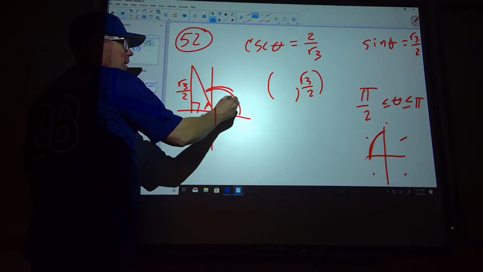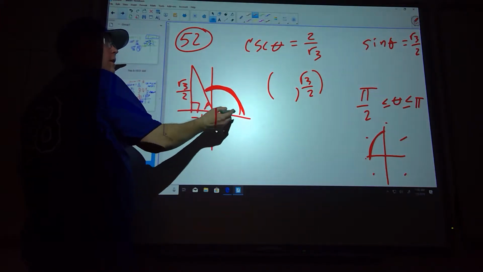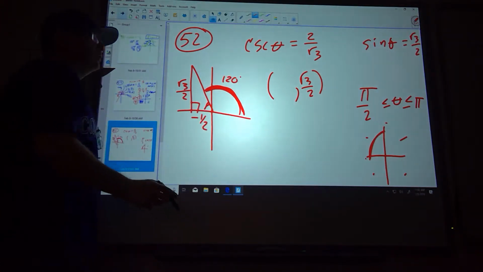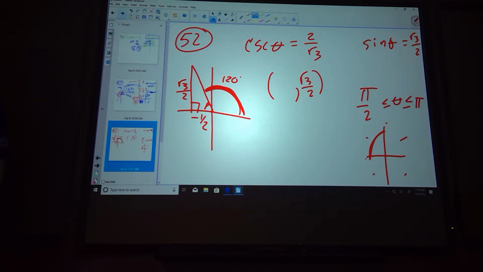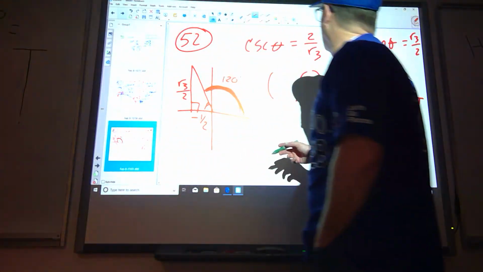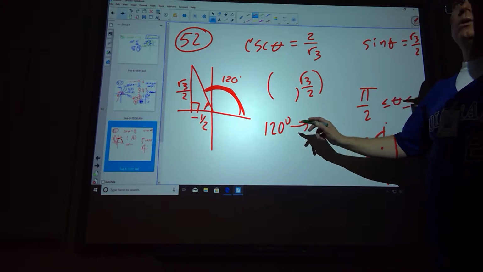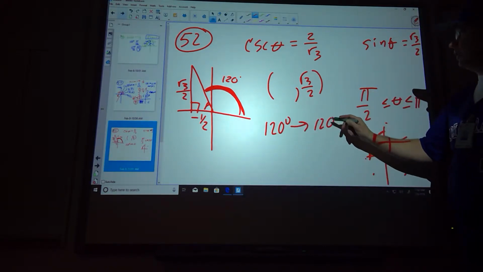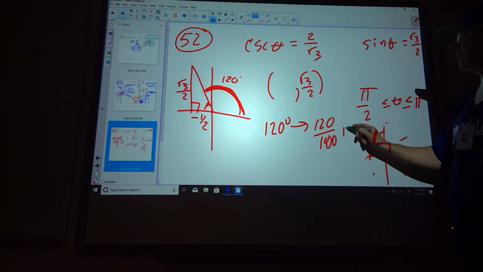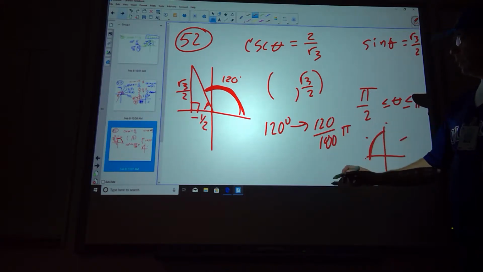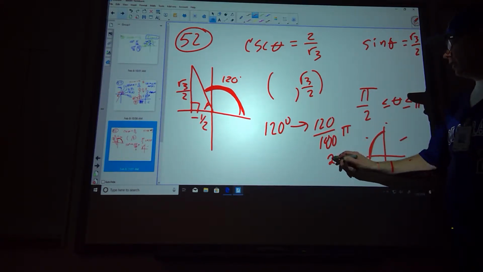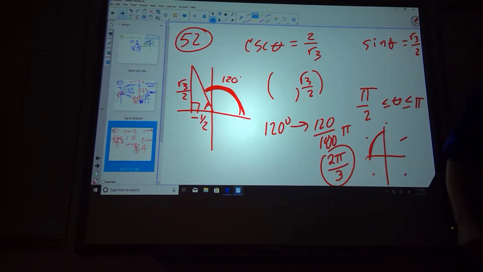So how far is it from here to here in degrees? 120. And 120 is double 60, right? So 120 degrees is the degree answer. If we convert this over 180 pi, 2 pi over 3. 2 pi over 3? Cool. There's our radian answer. What else do you see?